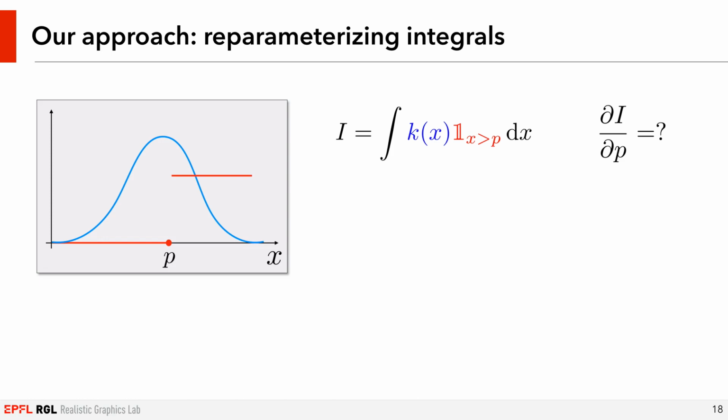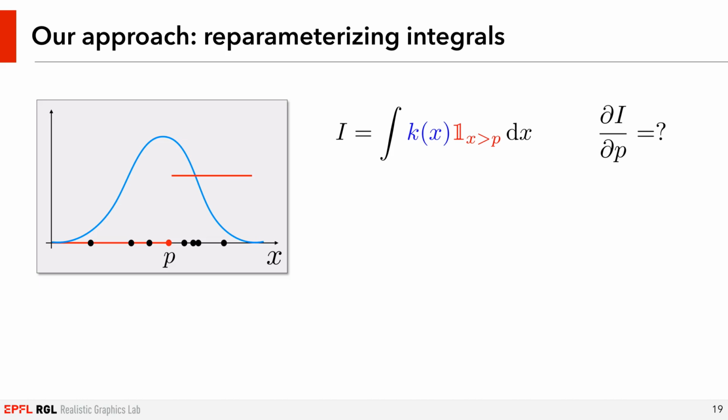Here, we are looking at the integral of a smooth function k in blue times a step function, and the position of the step is determined by a parameter p. And we are interested in computing the partial derivative of the integral I with respect to p. Clearly, in this case, the integrand is not differentiable with respect to p. Intuitively, the discontinuity moves with respect to the Monte Carlo samples.